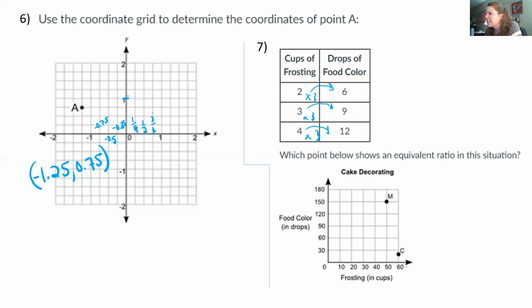Looks like we multiply by 3, and by 3, right? So 50 times 3 goes with 150. Does that make sense? Yep, M is the right answer. It goes with the table.